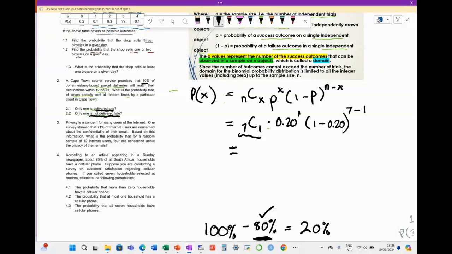Once I've done that, I then calculate the next section. So 0.20 or 0.2 to the power 1. Store that in B. Okay, we've now calculated this part. Then I say, okay, 1 minus 0.20, which is obviously going to give me 0.80 or 0.8. Then I say to the power 6, because 7 minus 1 is 6. And I store that in C.